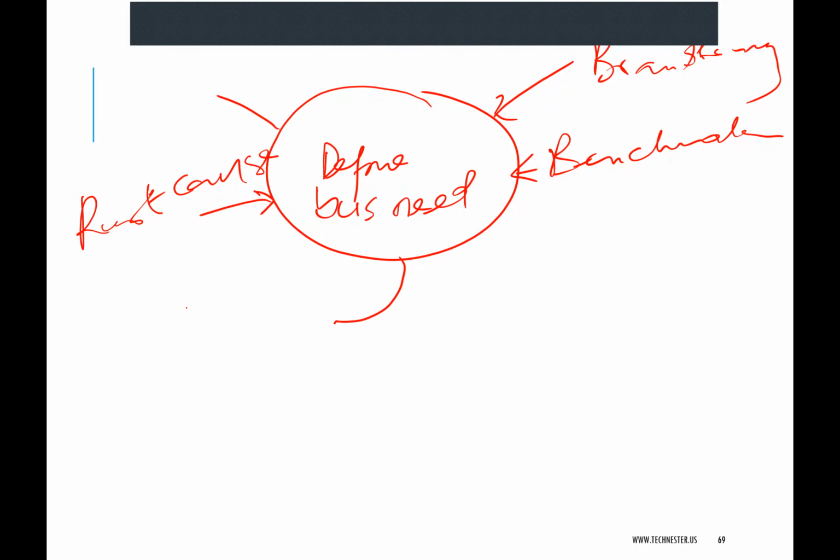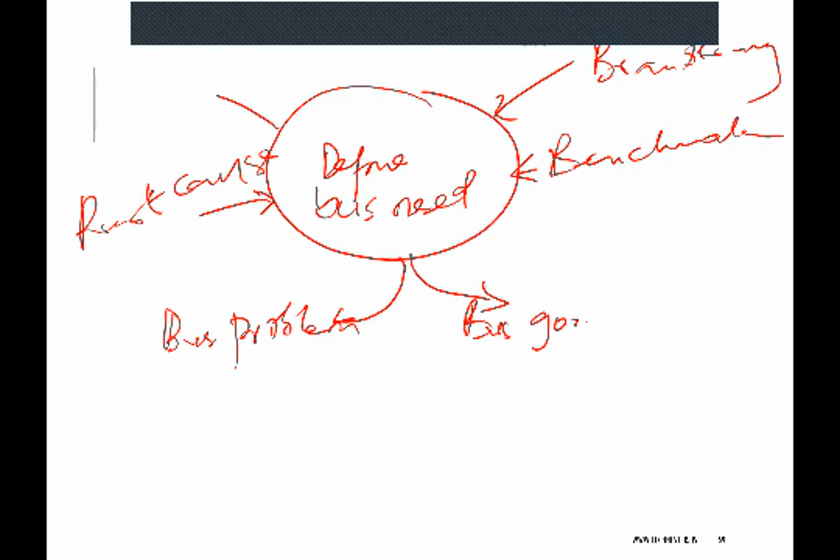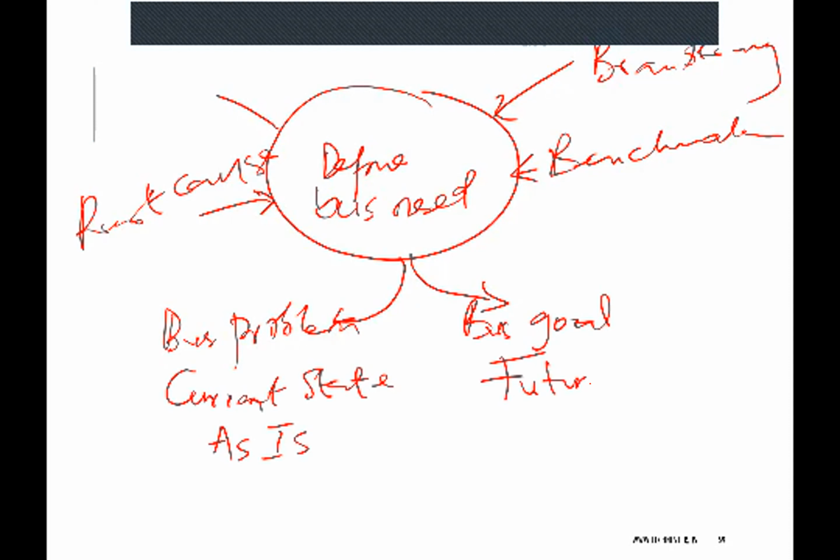Now, from that business need, we'll get the business problem and the business goal. So this business problem also represents the current state or our as is. The business goal represents that desired future state or our to be. Right? So all this coming out from the business need.